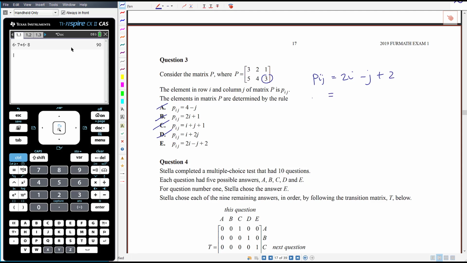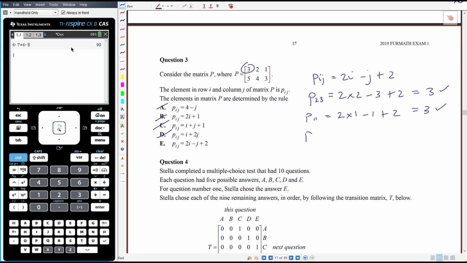Okay, so 2 times the row number minus the column number and plus 2. So that would be 2 times 2 minus 3 and plus 2, which would be 4 minus 3, which is 1, and plus 2, which is 3. So that one seems to work. Let's try it for another one. Let's try P11, which is also 3. So it will be 2 times 1 minus 1 plus 2. So that is 2 take away 1, which is 1, plus 2, which is 3.